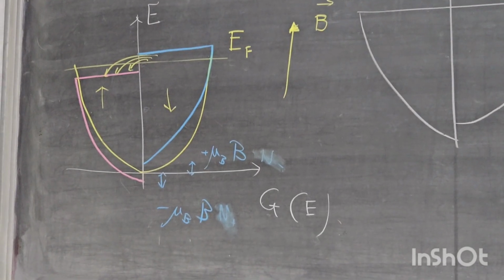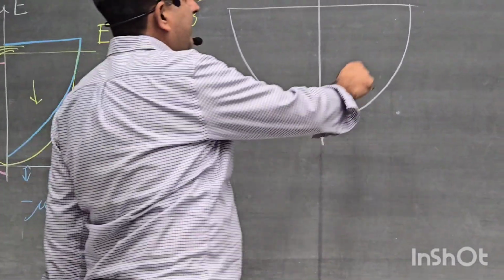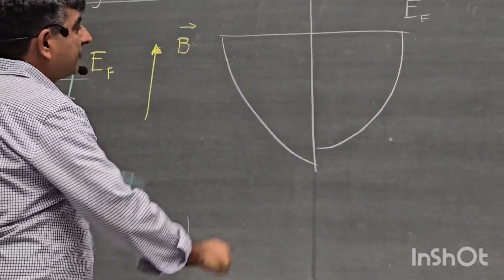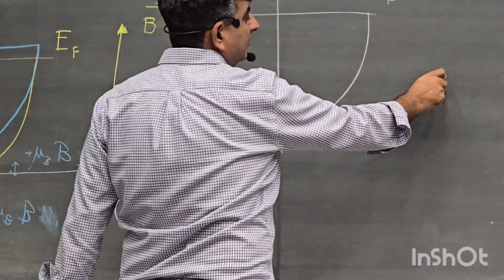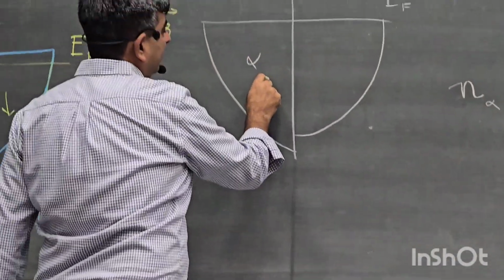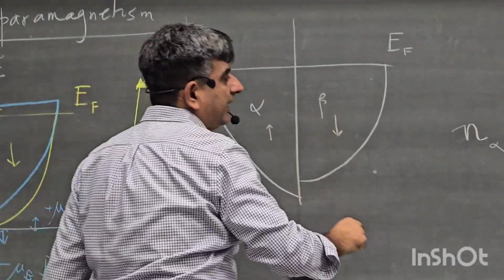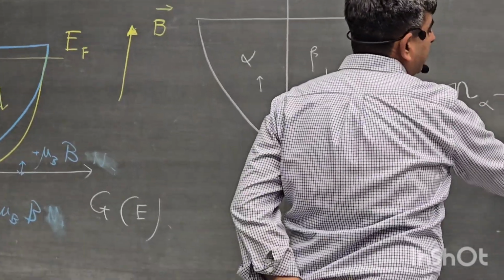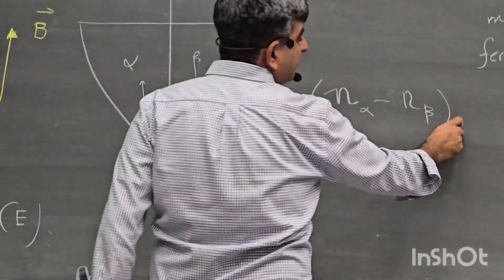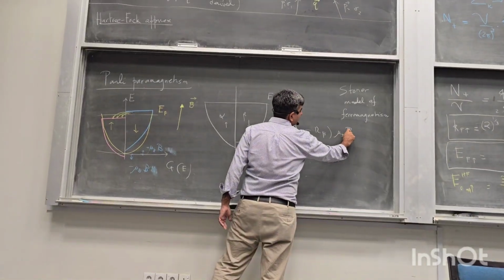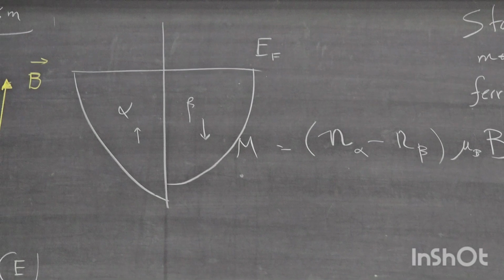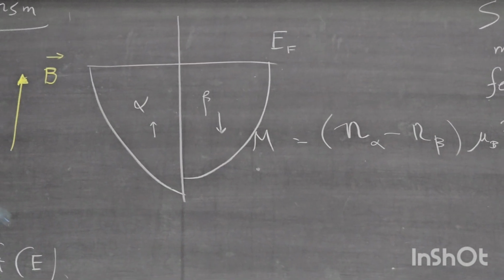Okay. So this is our EF. EF is the same for both the spin split bands. Now we would like to find out, per unit volume, n alpha, so let's call the spin alpha, let's call the spin beta, n alpha minus n beta. If you want magnetization, you multiply this with mu B. This will give you the magnetization. The system becomes magnetized.